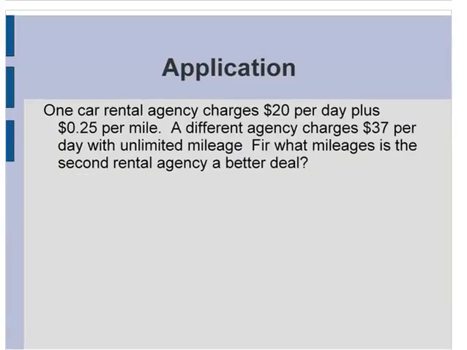All right, and one more application. One car rental agency charges $20 per day plus $0.25 per mile. A different agency charges $37 per day with unlimited mileage. For what mileages is the second rental agency a better deal? Now, if it's a better deal, it's going to cost less. All right, so for what mileages? So let's say that x is the number of miles.